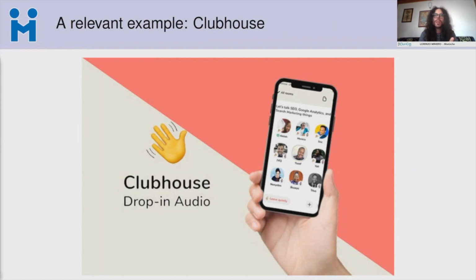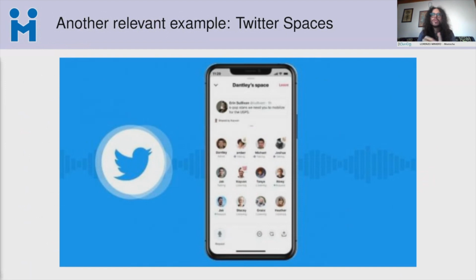Similarly, there are other applications that try to mimic a bit what Clubhouse was doing. An example is Twitter Spaces, which basically does the same thing, where you can create groups of people that talk together using audio streams, and then this audio becomes a broadcast that can be consumed by people interested in the conversation.